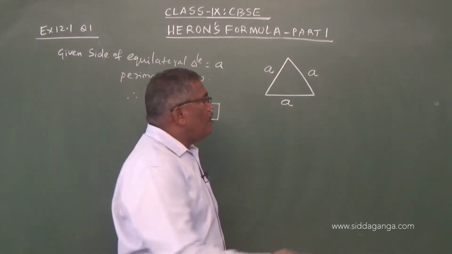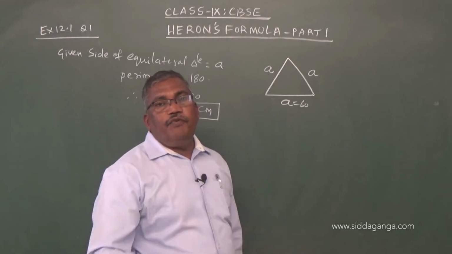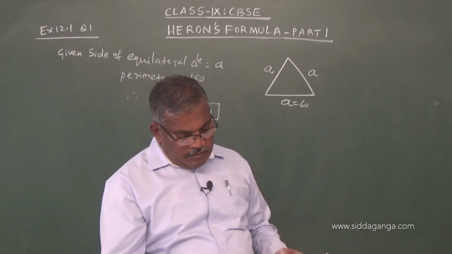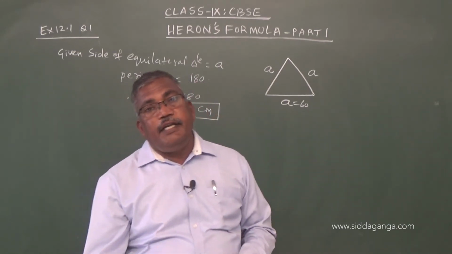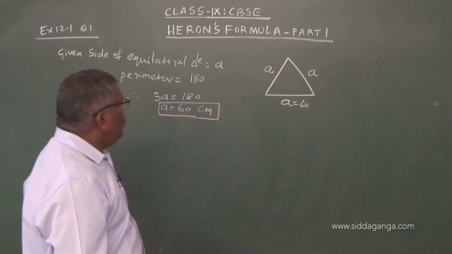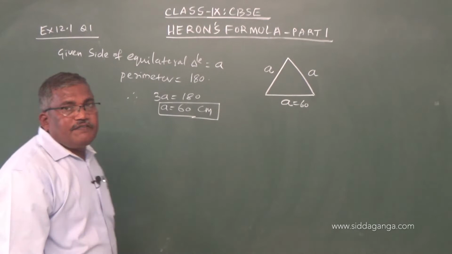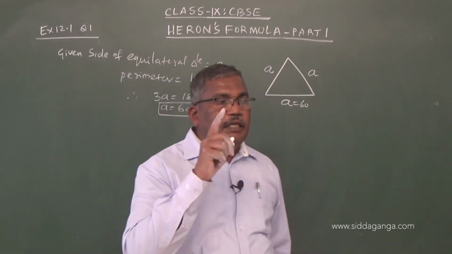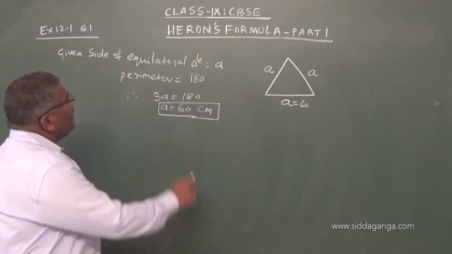So we have found out A equals 60. 2 feet by 2 feet by 60 centimeter by 60 centimeter by 60 meter. Now we have to calculate the area. So area is given by Heron's formula, where we require the semi-perimeter.